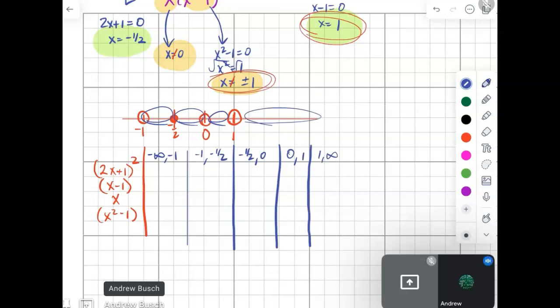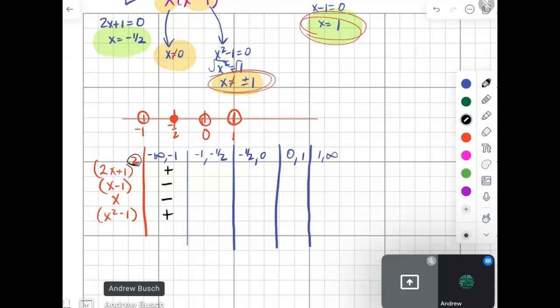Then you're going to pick numbers in each of those intervals, and you are going to test them in the factors. So if I plug in, say, negative 10, which is between negative infinity and negative 1, this is squared, so no matter what you get, you're going to get a positive. If I plug negative 10 into the next one, I get a negative answer. Negative 10 into the third factor gives you a negative. Negative 10 in the next factor gives you a positive. Then we move on to the next column.